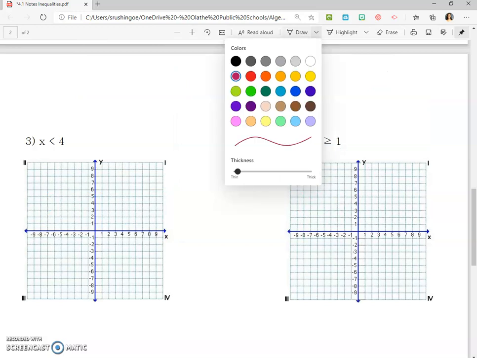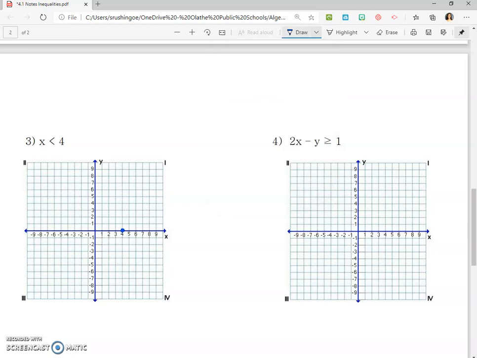So on this one, it's kind of like the one that we checked up above here. We are going to go through the x-axis at 4, and it's going to be dashed because I have no line underneath there. And then we're going to be shading the left or the right, but we can still plug in a 0. Is 0 less than 4? Yes, so this is true, so I'm going to shade this side.